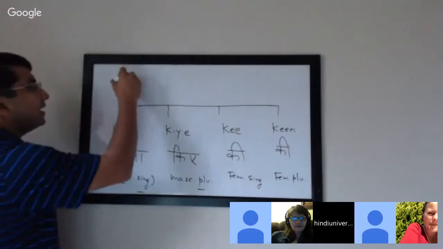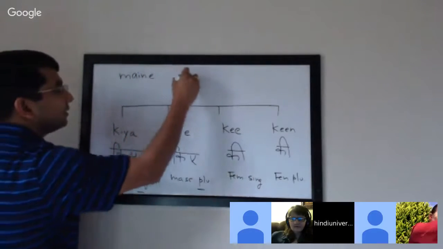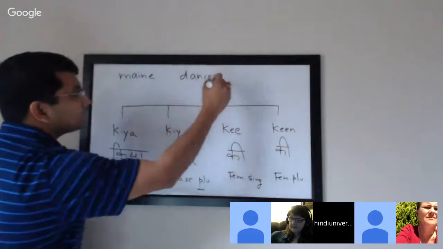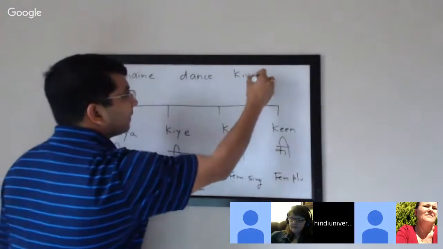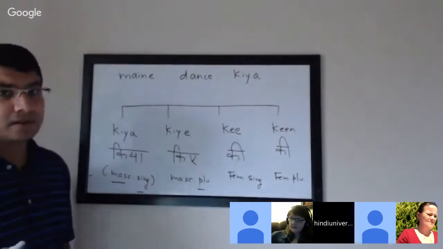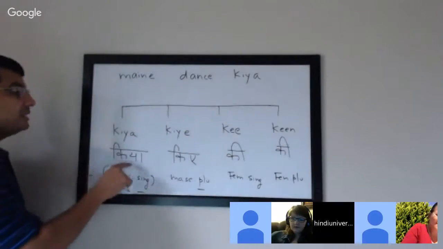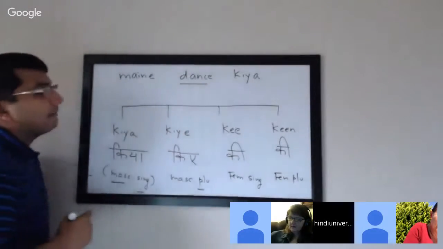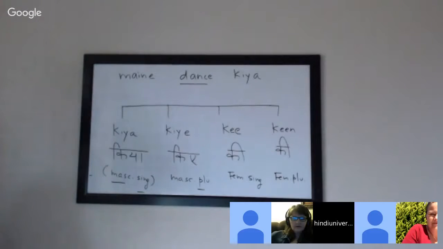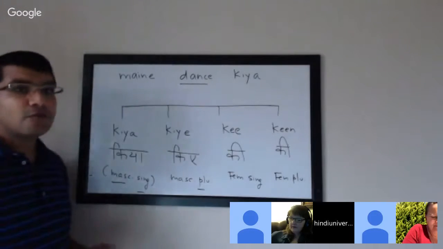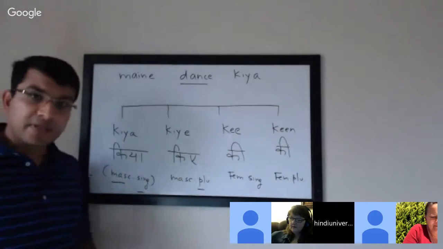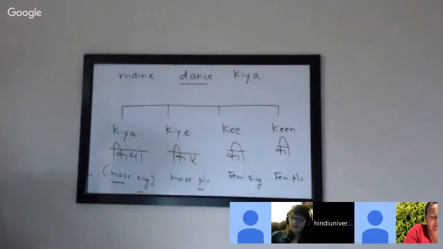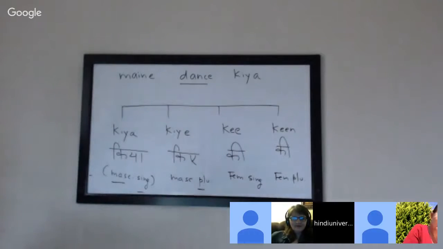you can say मैंने dance किया. I performed a dance. You use kiya because dance is considered masculine singular. That's why you say मैंने dance किया, or मैंने homework किया, or मैंने email किया. The second one we did was kiye, and this is just a quick recap so that you can all follow along in case you missed the last class.